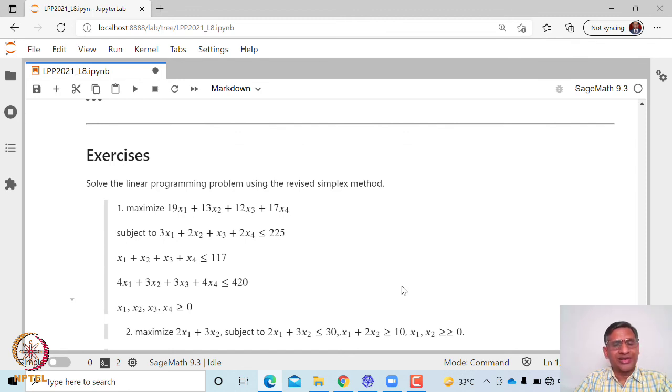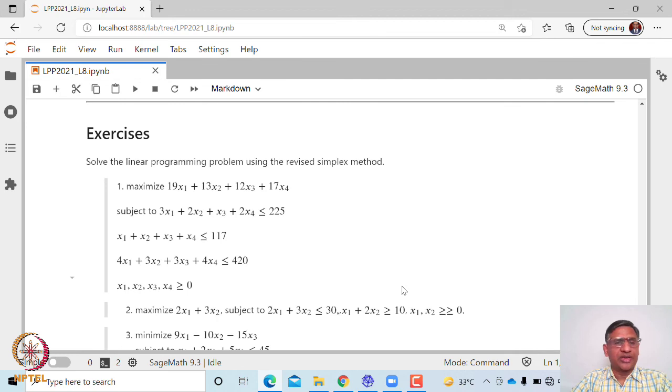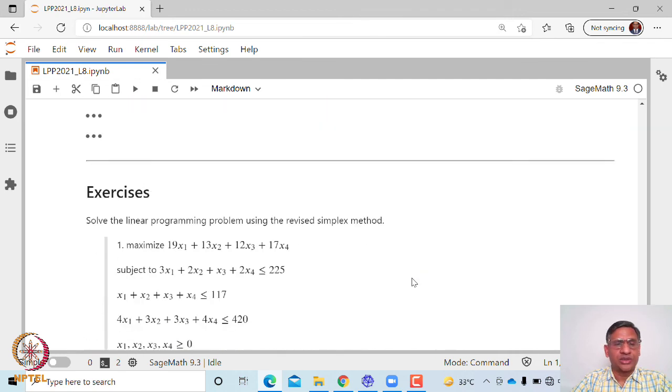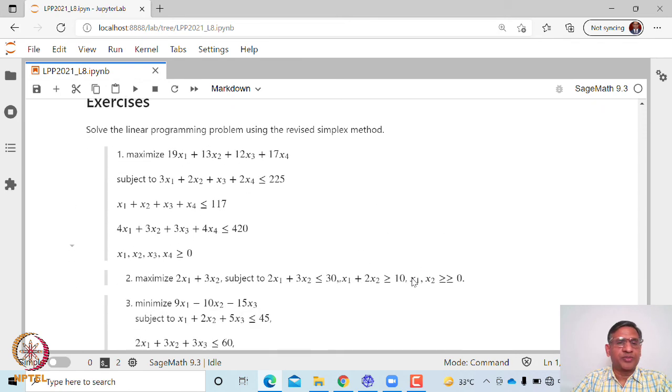Then you create the revised dictionary, and once you have created the revised dictionary, I expect all of you to do it step by step. That means at every stage you decide what is the entering variable, what is the leaving variable, and also run the entire thing. Okay, and verify your results using mixed integer linear program also. Okay, so these are the problems.